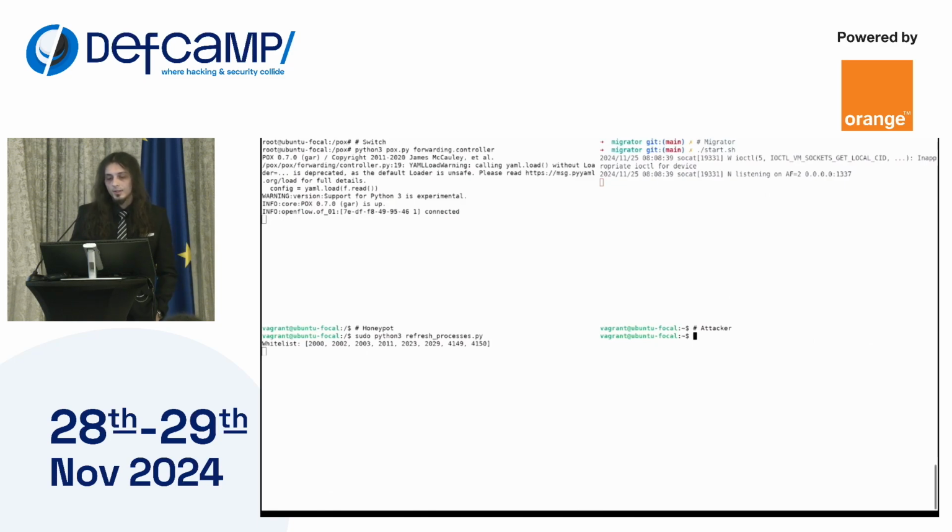Everything set up. Right top we have the migrator server. Right left we have the switch and SDN controller. Bottom left the garbage collector from the honeypot. And bottom right it's the attacker himself.